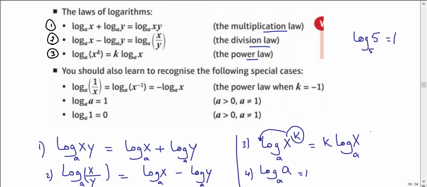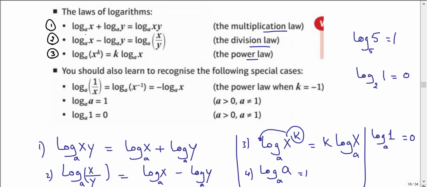So rule 4. Rule 5, you have log 1. Log 1 is always 0 for any base. But the base is always positive. You can't say log minus 2, base minus 2. The base is always positive. So you can put it 2, you can put it 10, anything. Actually, 1 doesn't work. You can put 2, 3, 4, any value. The answer is always 0. So remember, log 1 is always 0.